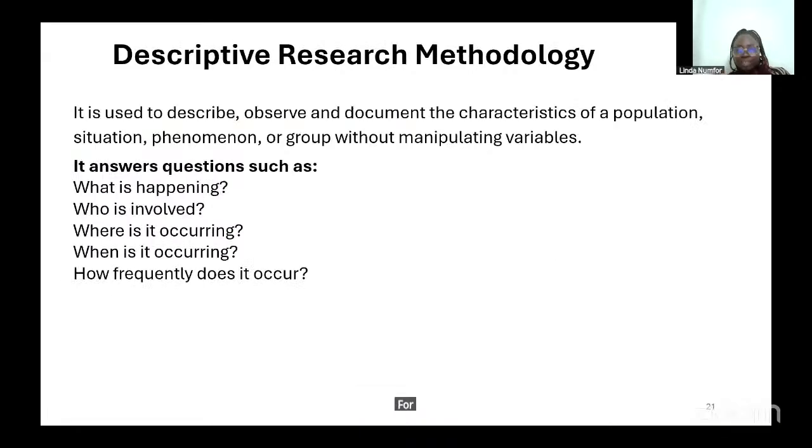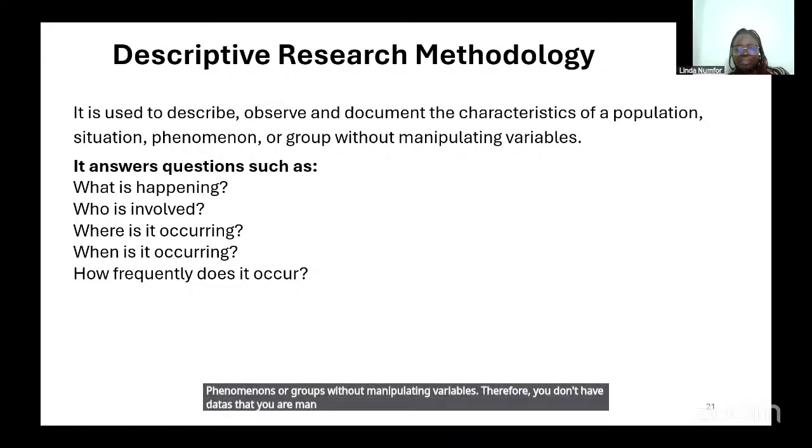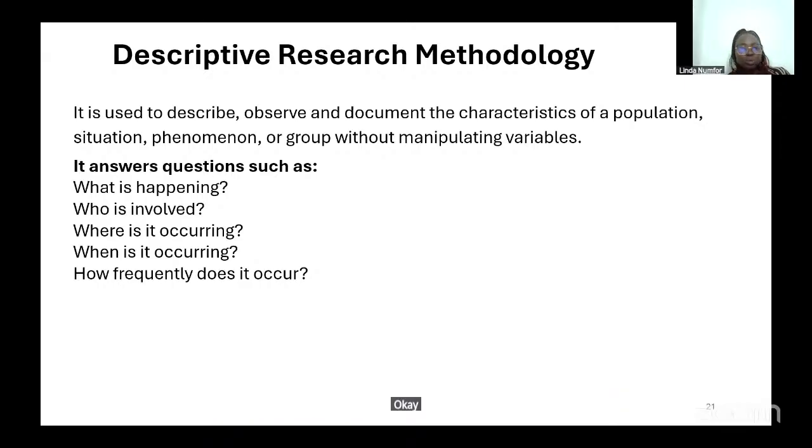For a descriptive research methodology, it describes, observes, and documents characteristics of populations, phenomena, or groups without manipulating variables. Therefore, you don't have data that you are manipulating. Okay, so it answers these questions. What is happening in this problem? Who is involved? Where is it occurring? When is it occurring? How frequently does it occur?